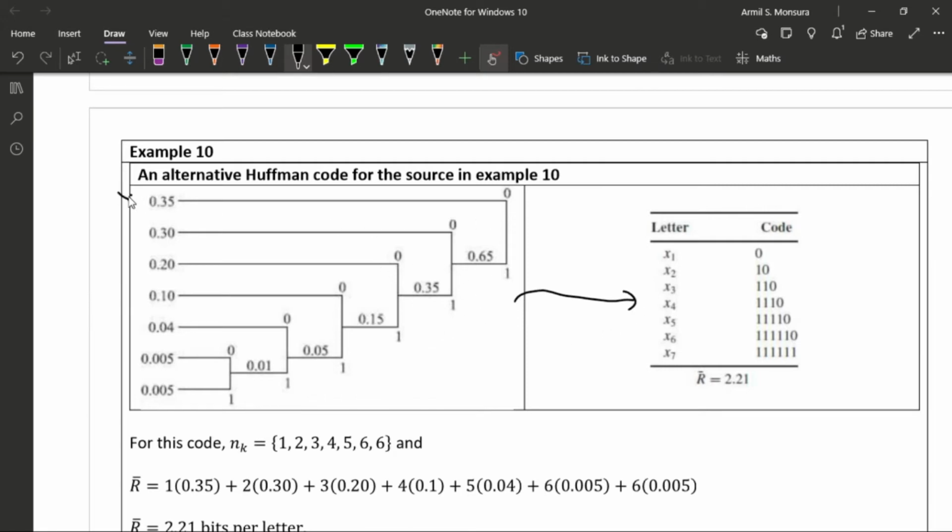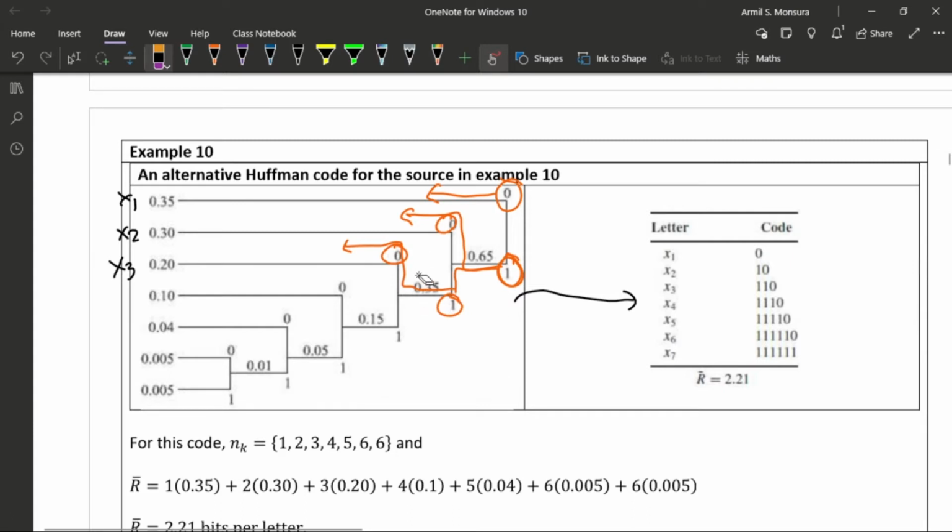Say for example, for X1, you have the code 0. For X2, you have the code 1, then 0. And for X3, you have the code starting with 1, and then going down another 1, and then going up you have 0 for X3. So you have the code 110 for X3. So this will be the code that will be generated using this alternative solution for the Huffman algorithm.